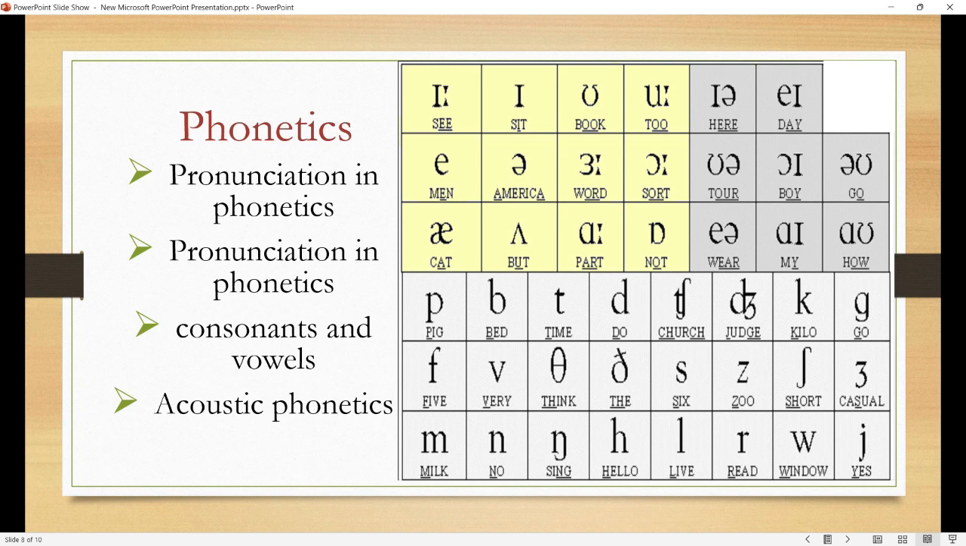Approximants are sounds made with partial obstruction of the airflow from the mouth. This means some sounds are coming out of the nose and some from the mouth, such as L, W, J.